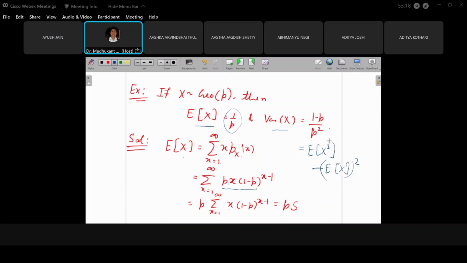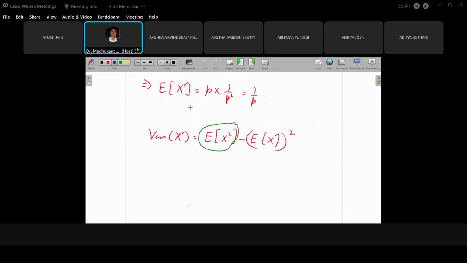So it's enough to find out the expectation of x square. Again, you have to follow a similar strategy here. Expectation of x square is the summation over x equals 1 to infinity of x square times p_X(x). In the same approach, you can find out the sum. You can show that.